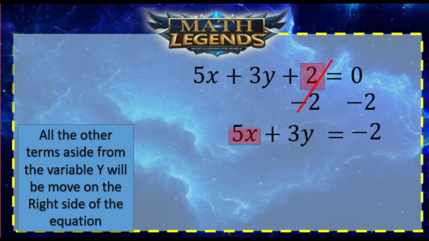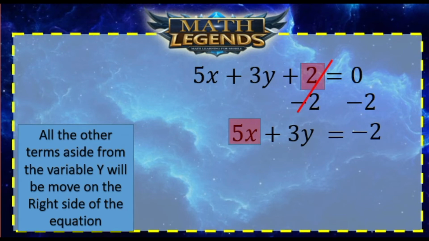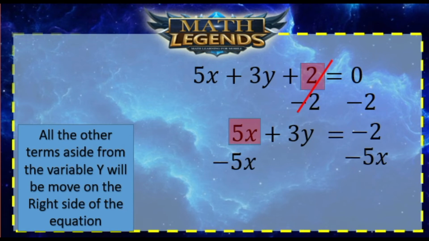Then after that, we have here 5x. To move 5x to the right side of the equation, what we are going to do is add it to its inverse. So we have 5x that has the inverse of negative 5x. So if we are going to add negative 5x on the left side, we're going to add negative 5x on the right side.